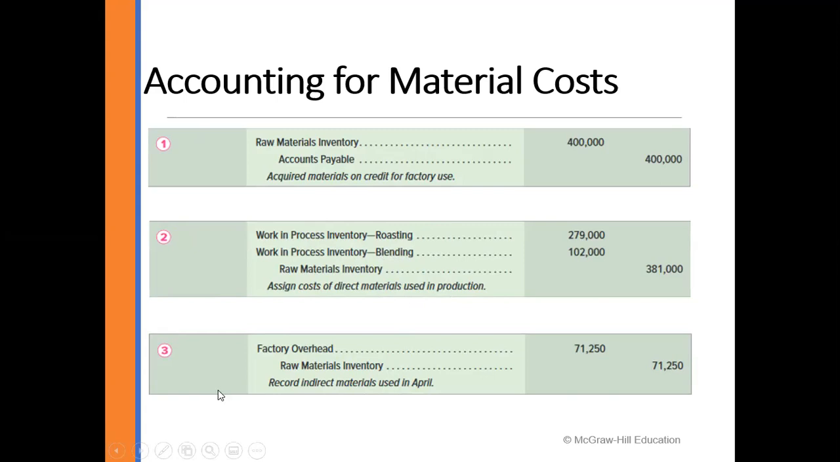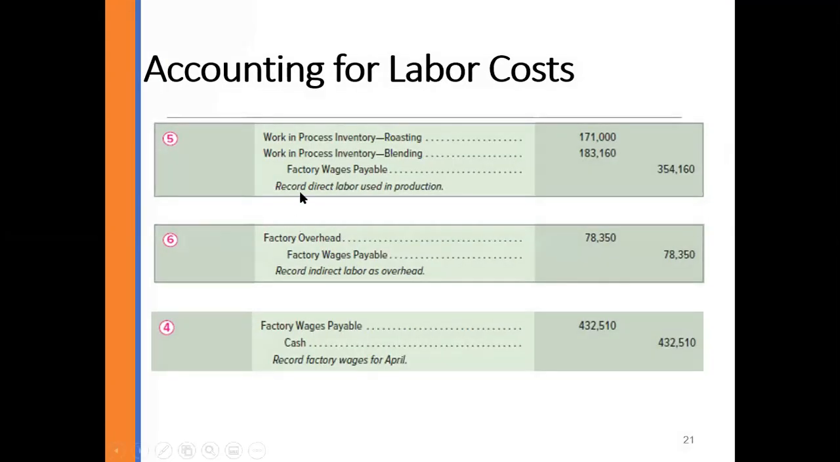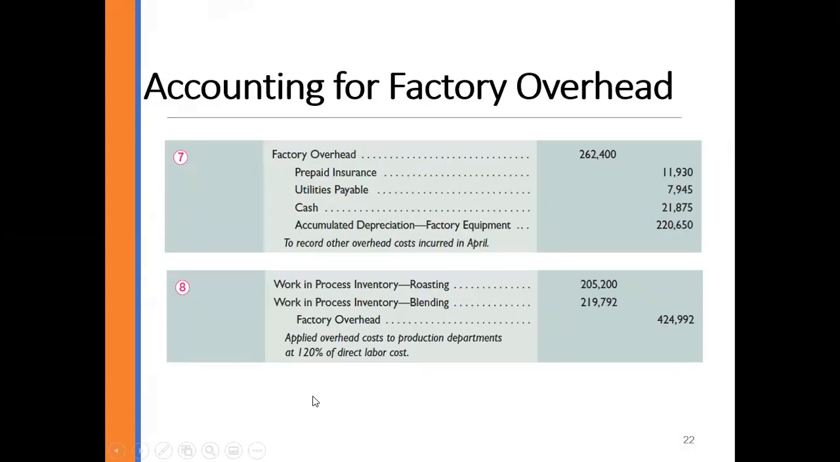And then we see here, this is for the indirect materials. That's a debit to factory overhead, credit to raw materials inventory. That's exactly the same as the job order cost accounting, right? And now we see here with wages, again, we're going to accumulate wages in the roasting department and the blending department. This entry is exactly the same as job order costing, and indirect labor goes into factory overhead. When we pay it, we debit factory wages payable, credit cash, right? So those are exactly the same.